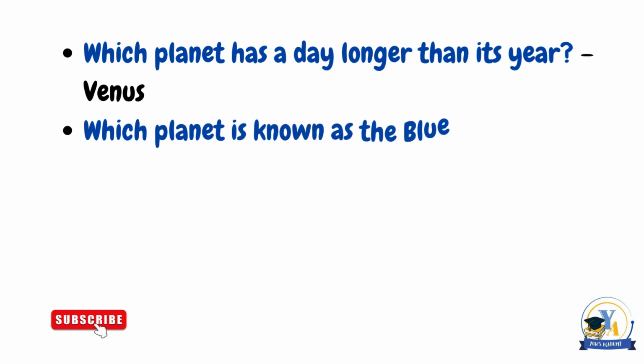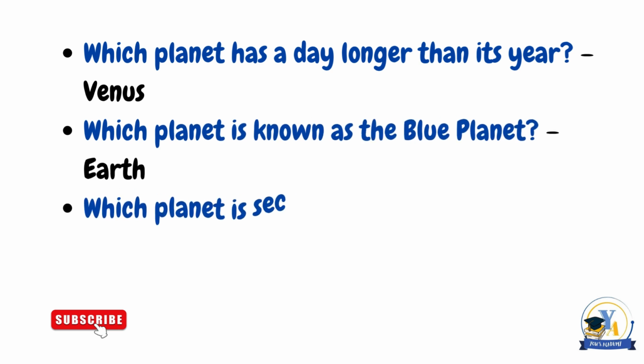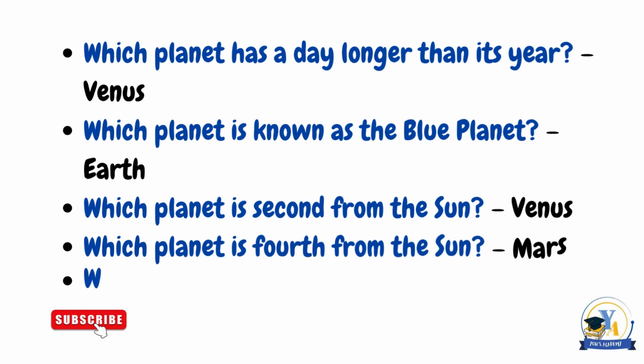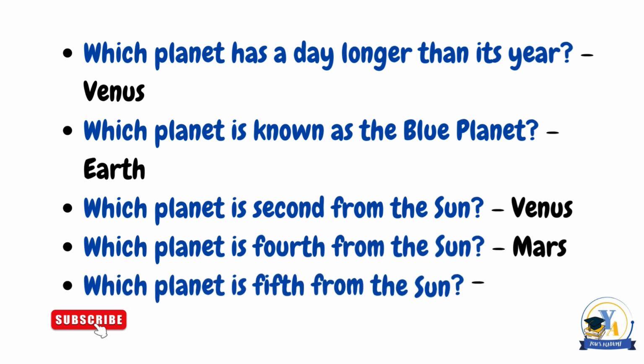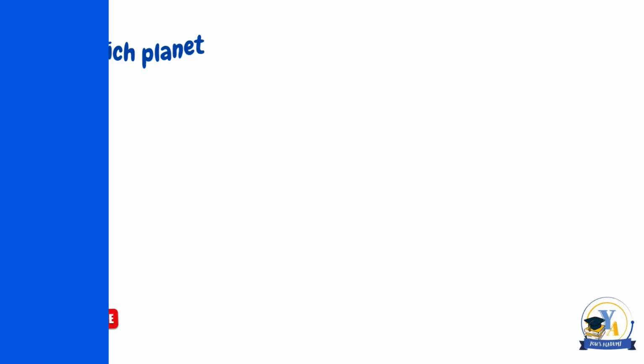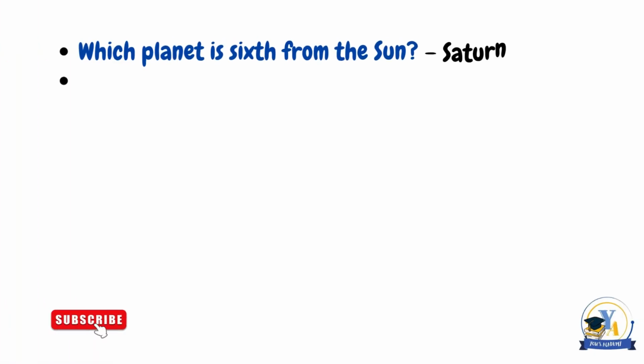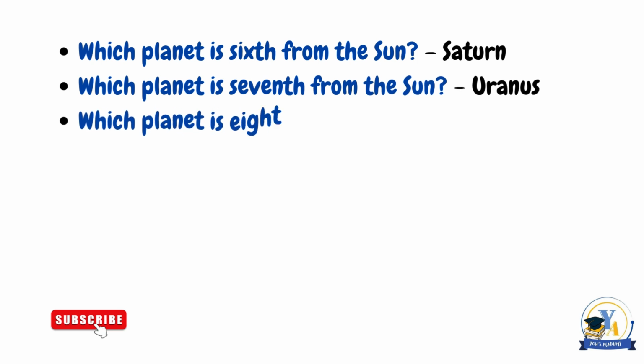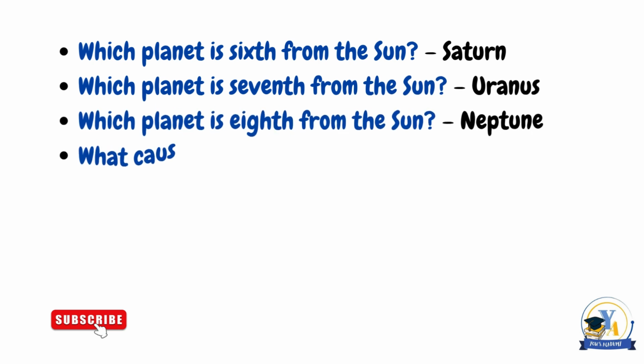Which planet has a day longer than its year? Venus. Which planet is known as the blue planet? Earth. Which planet is second from the Sun? Venus. Which planet is fourth from the Sun? Mars. Which planet is fifth from the Sun? Jupiter. Which planet is sixth from the Sun? Saturn. Which planet is seventh from the Sun? Uranus.